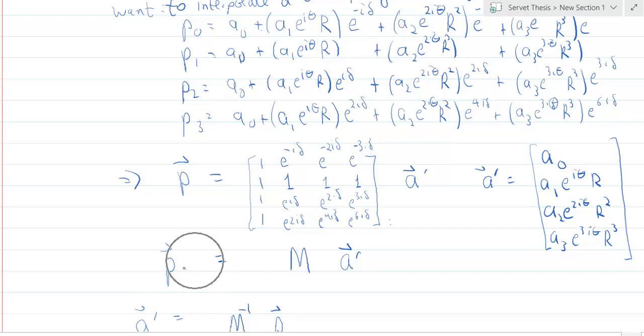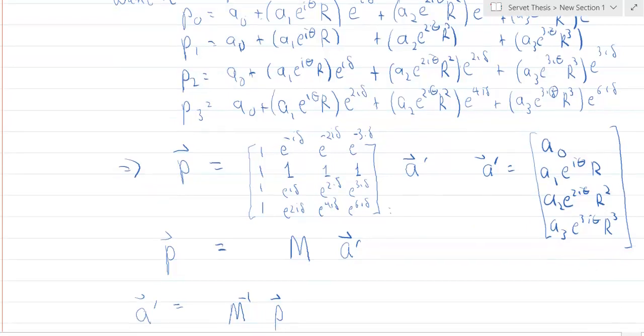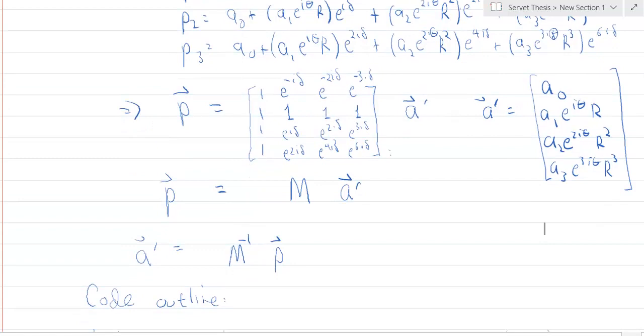So here's my matrix equation. P equals M times A prime. If I solve for A prime, I simply get A prime as M inverse times P. Now notice M is a fixed matrix, so M inverse is also going to be a fixed matrix. So I only need to compute M inverse once.